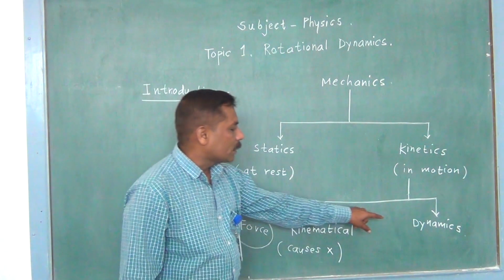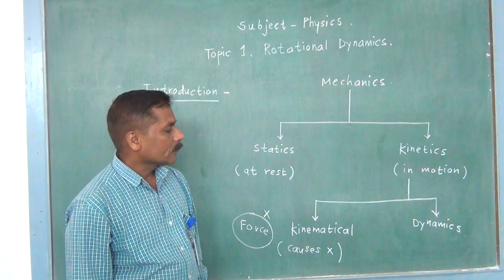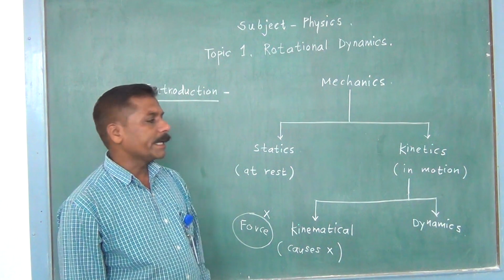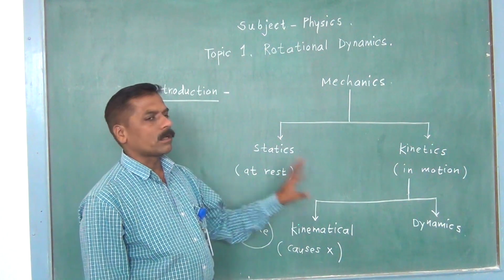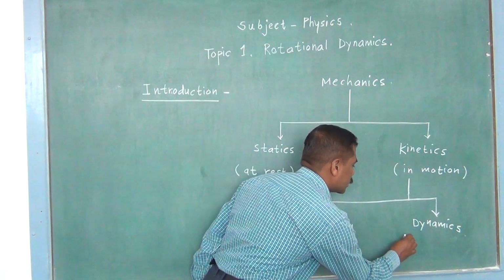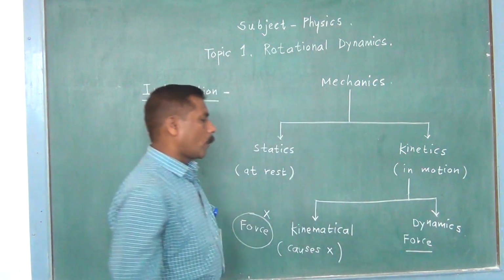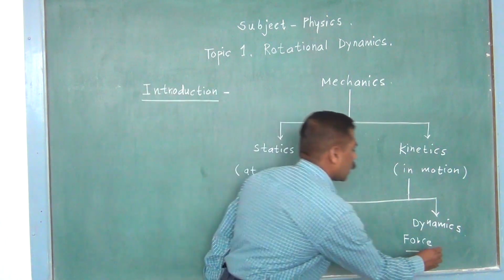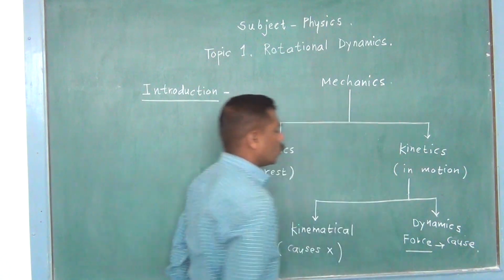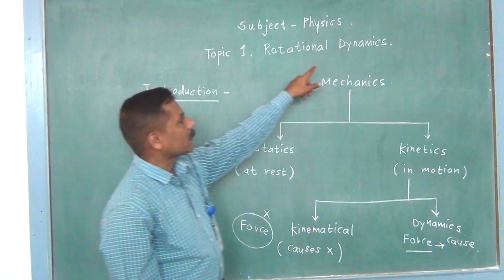The next branch is the dynamics. Now what is meant by the dynamics? That is the study of an object in motion considering the forces acting on the object. Means in case of the dynamics, we are using the concept of force which is acting on the object, or here we are also considering the cause of the motion. So regarding this classification, you will get this word dynamics.